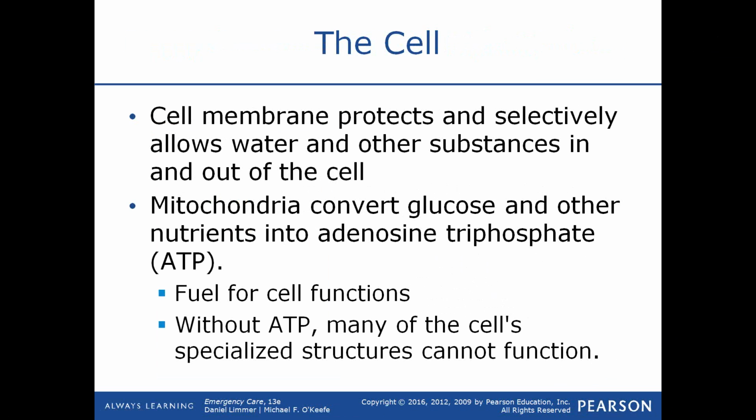The cell is the basic building block, if you will, the basic makeup of the body. And the cell is covered by a membrane that protects and selectively allows water and other substances in and out of the cell. Those other substances include things like oxygen, glucose, sodium, potassium, magnesium, chloride, bicarbonate. So a variety of different electrolytes are allowed to move in and out of the cell, as well as hormones like insulin, those sort of things.